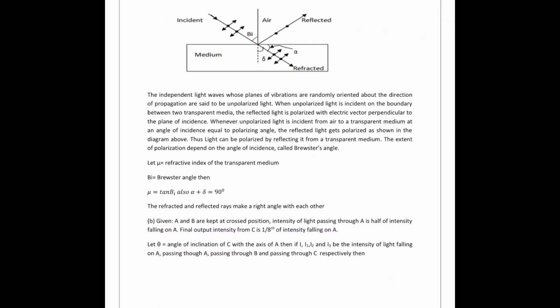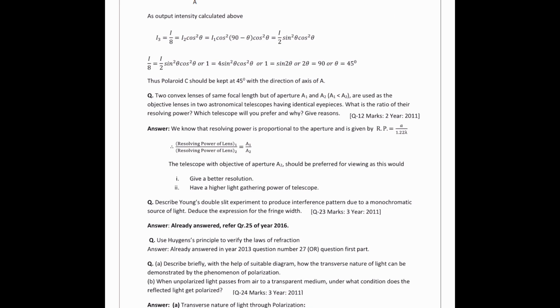How does unpolarized light incident on a Polaroid get polarized? Describe briefly. Two Polaroids A and B are kept crossed. This we have already answered. This is how it is getting polarized. So this we have already explained.